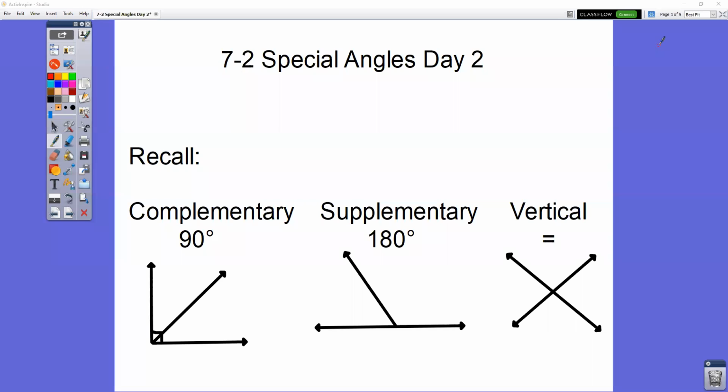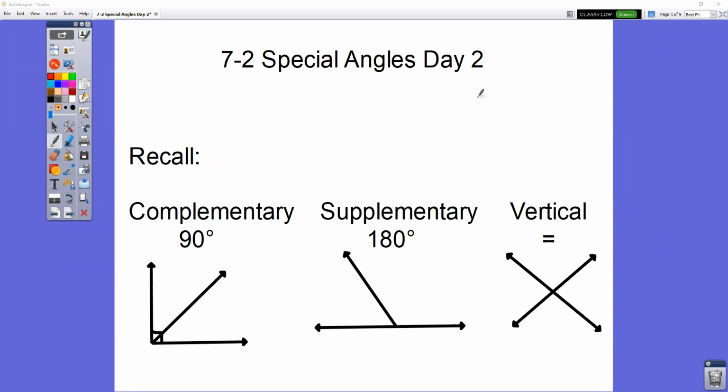So this is the lesson for 7-2 day 2. What we're looking at again, just like from Tuesday, is complementary, supplementary, and vertical angles. Except today you're going to have algebra in with it. So you're going to have to set up an equation, solve for x, and then sub it back in to find the missing angles.